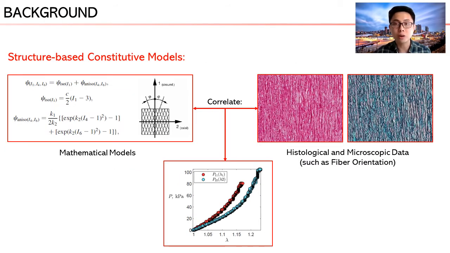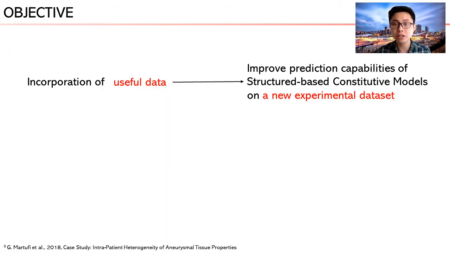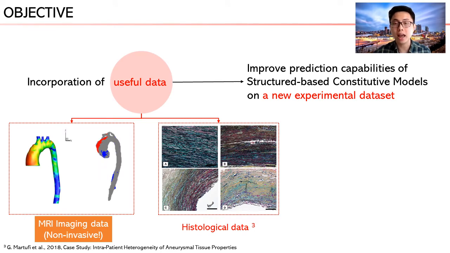Structure-based constitutive models are mathematical models that help to capture the mechanical behavior of the aortic wall tissue while correlating back to the histological and microscopic data. This research focuses on the Holzapfel 2005 model. The objective of this research is to understand the incorporation of useful data to improve the prediction capabilities of structure-based constitutive models on a new experimental data set. And by useful data, what I mean is the MRI imaging and histological results.